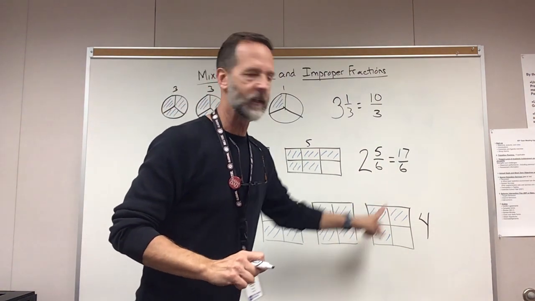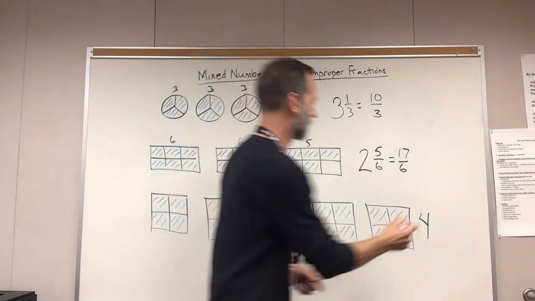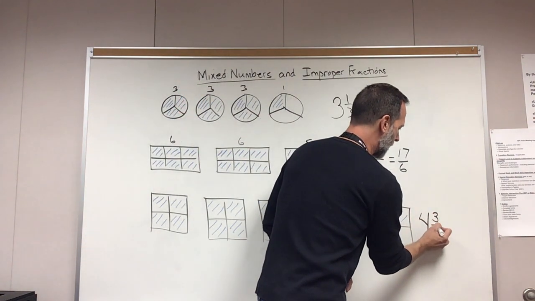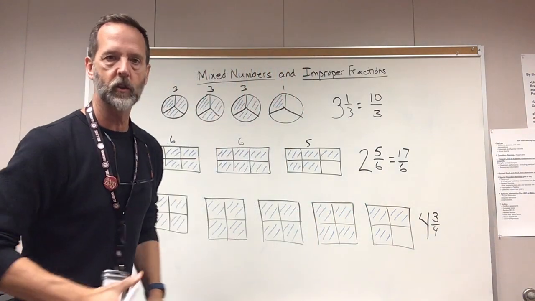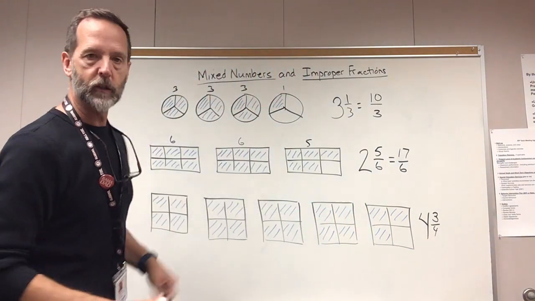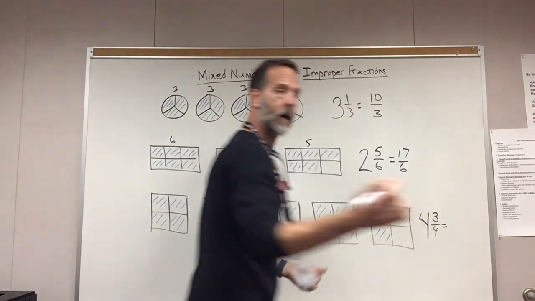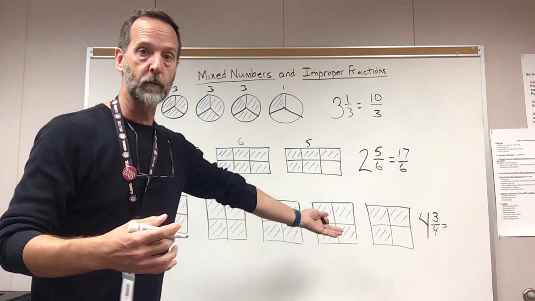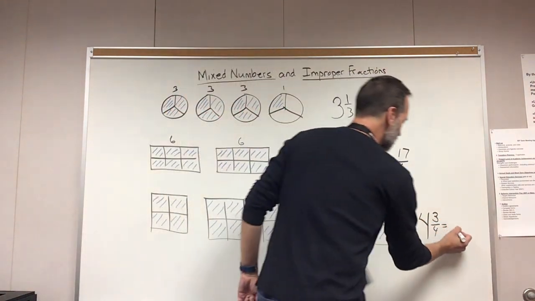What's my fraction in this one? Shaded. My fraction shaded is 3/4. So this would be 4 and 3/4. It's 4 and 3/4 shaded. All right? Now let's do the improper fraction. What's the denominator going to be? It's going to be the same as the mixed number.